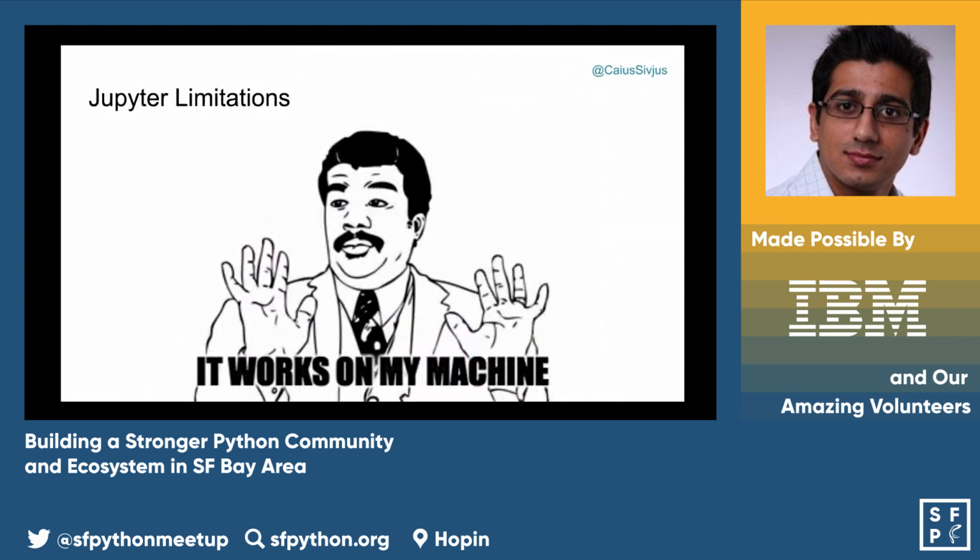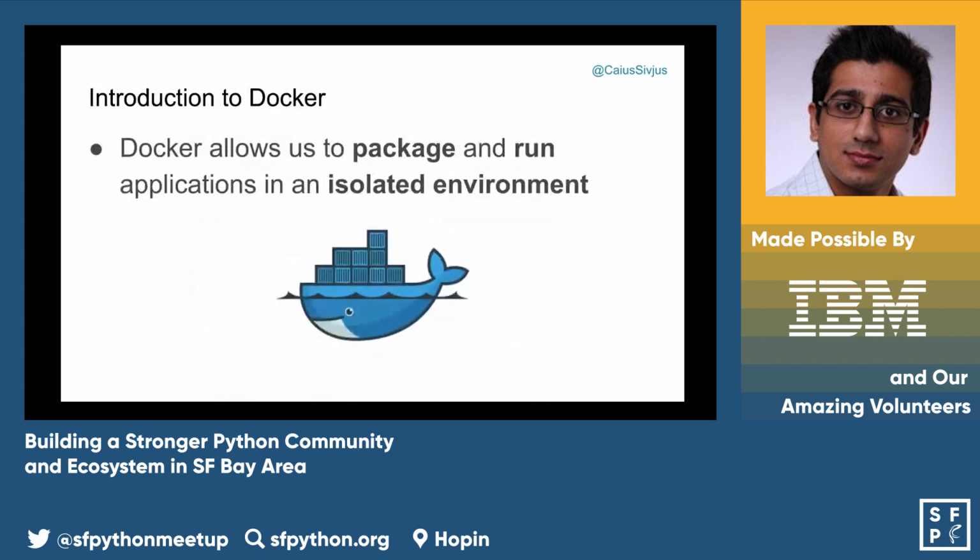Jupyter notebooks suffer from one problem. That's the it works on my machine problem. In order for our notebooks to work, everybody's going to need to have access to the data, the code, as well as all the dependencies that were used to produce that initial calculation. And this is where Docker is going to come in. Docker is going to help us solve that problem of it works on my machine.